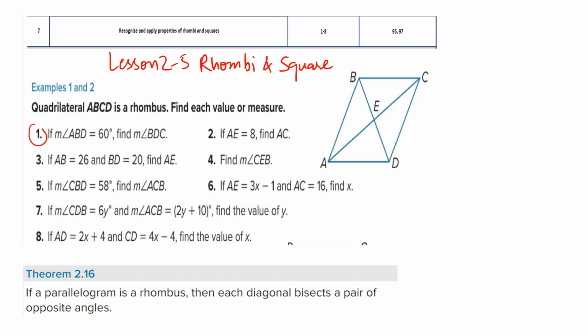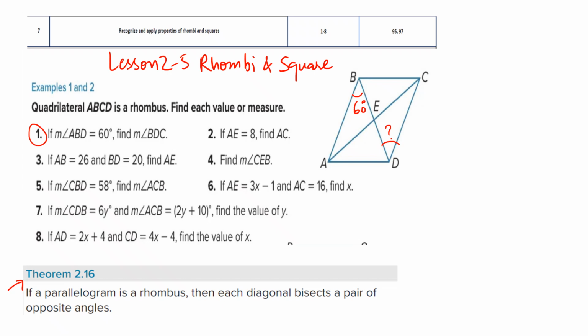So in the first part, if you see, the measure of ABD is given. So let's mark it in the figure. Labeling is very important in a geometry question. So this is 60 and we need to find the measure of BDC. This angle we need to find. So which property do you think we are going to be using? We are going to be using theorem 2.16. I have mentioned here a screenshot. If a parallelogram is a rhombus, then each diagonal bisects a pair of opposite angles.